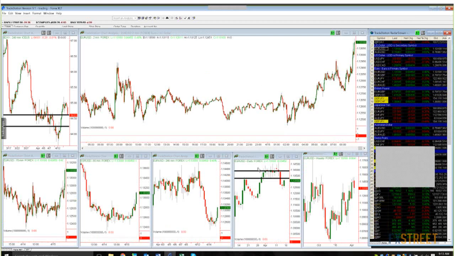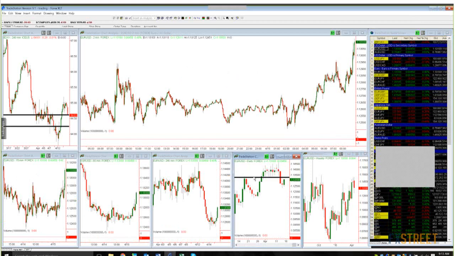Got some old levels in here. Let's get rid of that. Okay, so euro's moving up. Let's start here though.